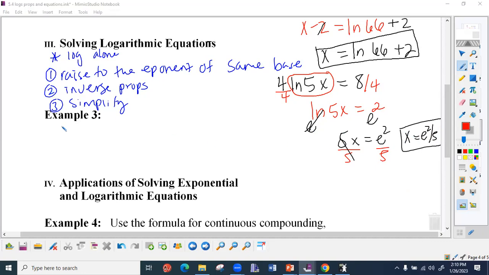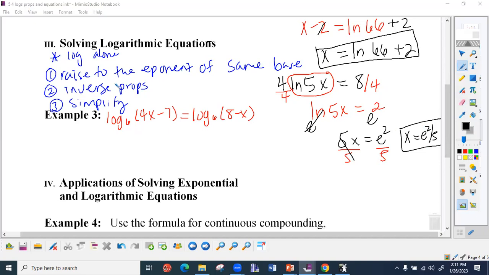So our actual example that we're going to do is log base 6 of 4x minus 7 equals, not equals, I'm sorry, minus log base 6 of 8 minus x. Okay, so the first thing we want to make sure is that our logs are both by themselves. It is supposed to be equal, y'all. I'm going crazy.